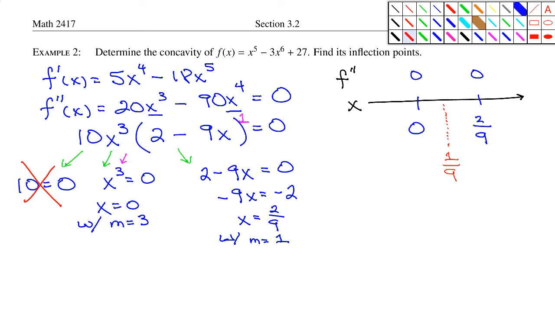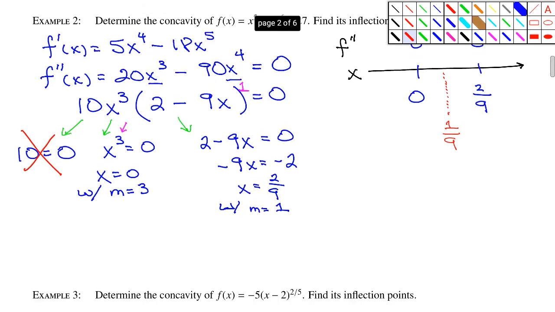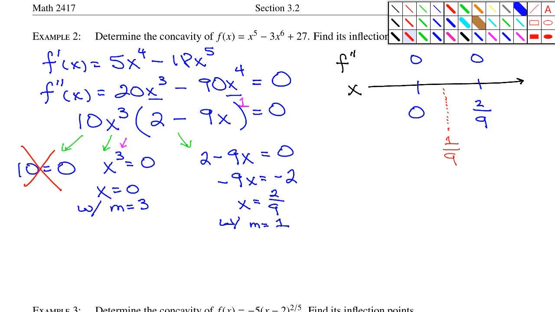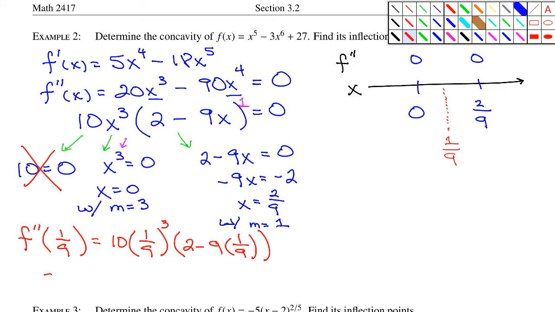When you do the testing, let's bring that up here. So let's do f double prime of 1/9 would be 10 times 1/9 cubed times 2 minus 9 times 1/9. And all we're testing for is the sign. So 10 is positive, and 1/9 cubed is positive. And then let's see what happens here. 9 divided by 9 is just 1, and so 1 times 1 is 1, and 2 minus 1 is 1. So this is positive. So I have 3 positive numbers multiplied together. That gives me a positive.